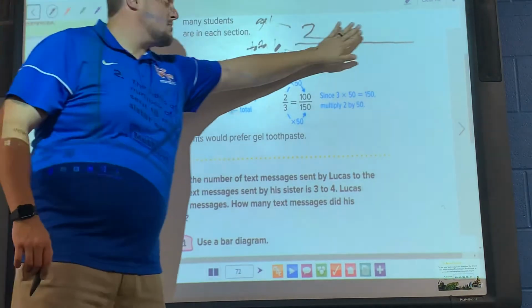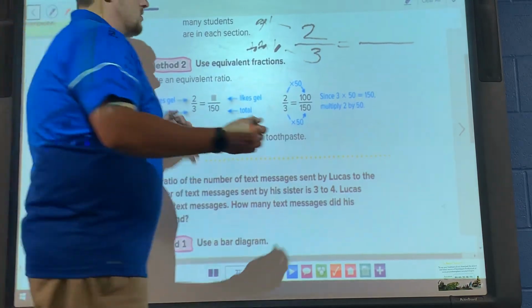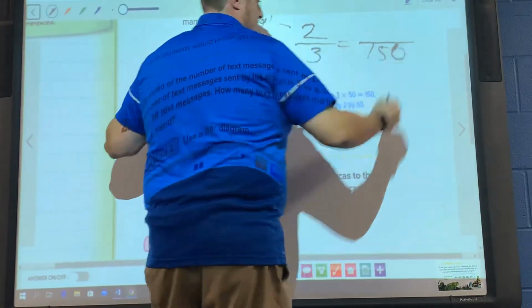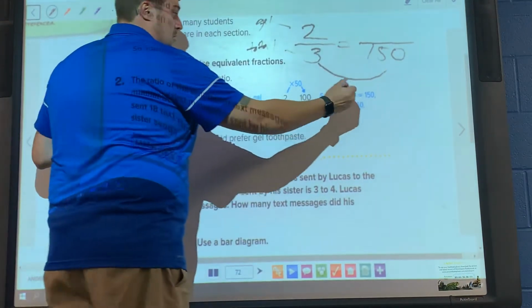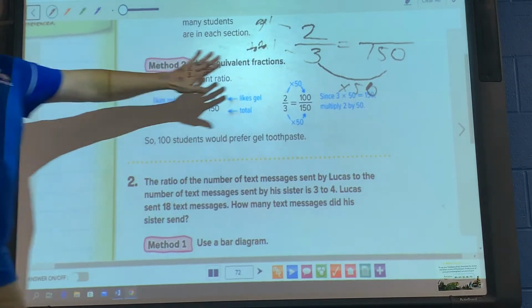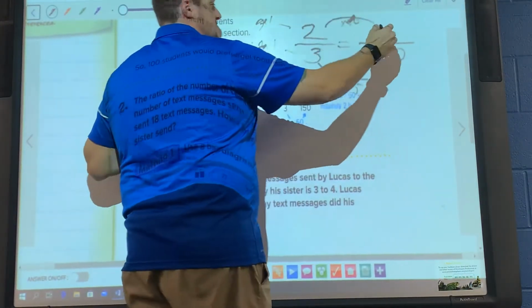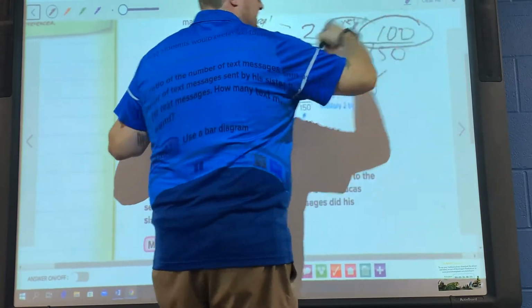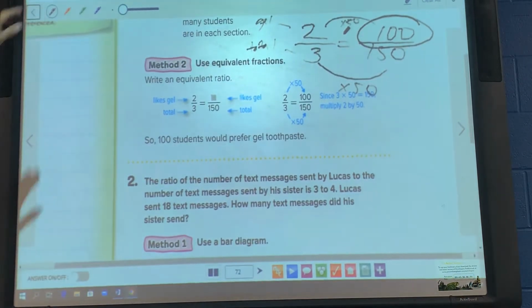So we don't know how many people prefer gel, so we're going to leave that blank. Well, the total amount of students in the school is 150. Okay, how do you get from 3 to 150? Well, you have to multiply by 50. But remember, like I said the other day, whatever you do to the bottom, you have to do to the top. So times 50. Well, 50 times 2 is 100. Same answer as above. So 100 students would prefer gel toothpaste using this ratio.